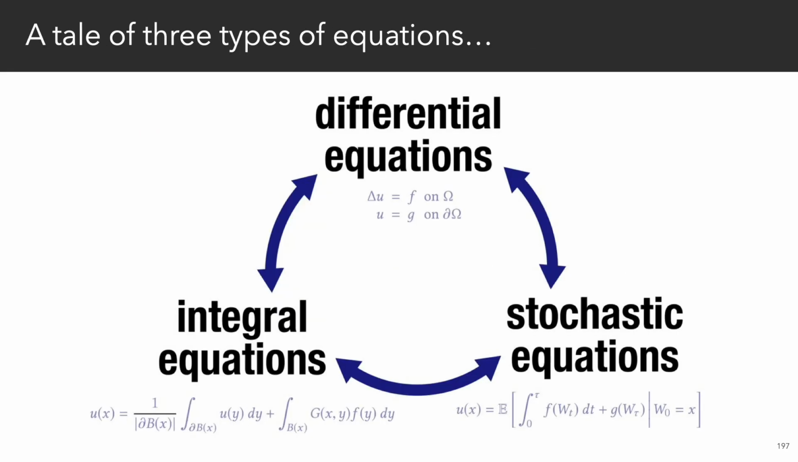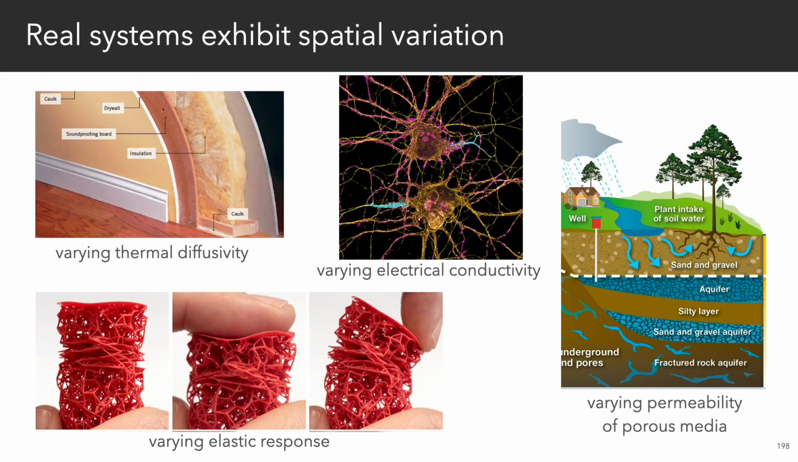Okay, so now I'll briefly describe one other scenario where the stochastic perspective really comes in handy. Real world physical systems often exhibit complex spatial variations that affect thermal and electrical conductivity, elastic response, and even the flow of groundwater. It turns out that we can model such fine scale structures using generalizations of the Laplace equation with spatially varying coefficients.